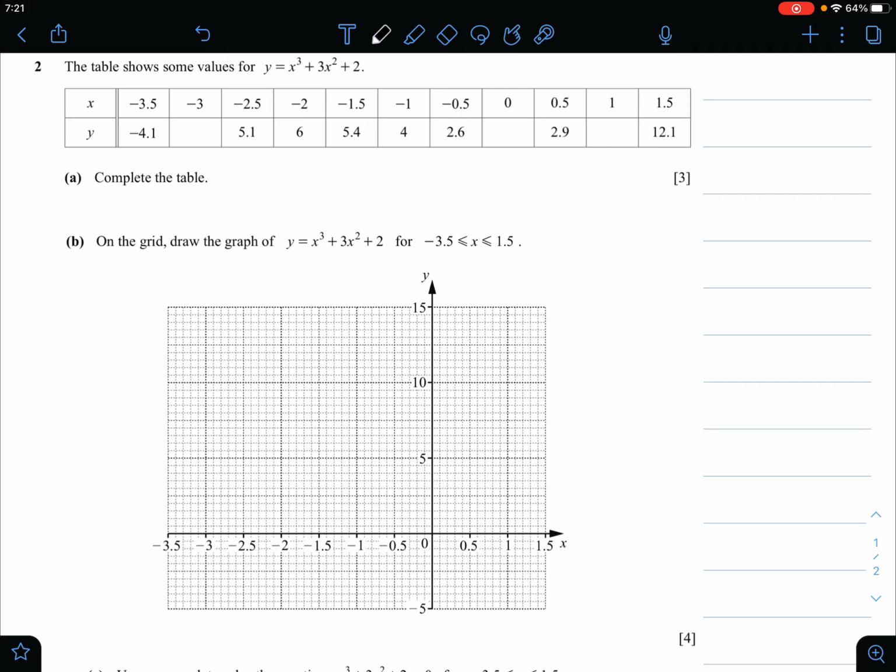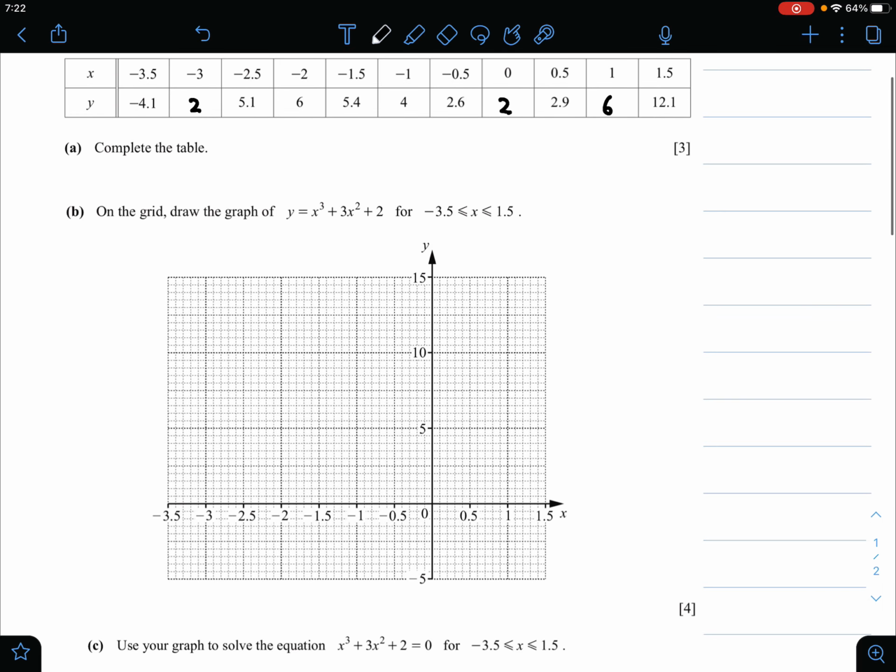So when you do that, when the x coordinate is -3, you will get the y coordinate as 2. When the x value is 0, you will also get the value as 2. And when the x coordinate is 1, you will get the value as 6. So now let's move on to part B. For part B, they are asking us to draw the graph on the grid.